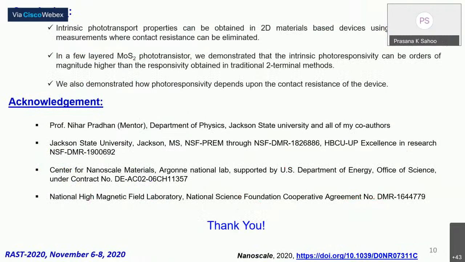So finally, what we can conclude is that intrinsic phototransistor properties can be obtained from 2D material devices by multi-terminal measurements, where you can directly eliminate the effect of contact resistance. So in our MoS2 phototransistor, we demonstrate the intrinsic photoresponsive properties, and we found an order of magnitude higher responsivity compared to its two-terminal measurements.